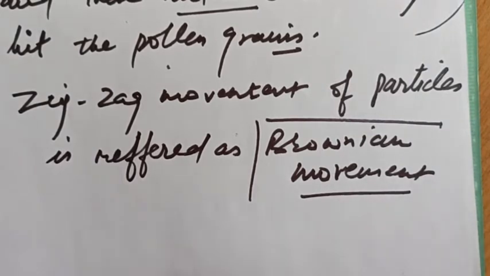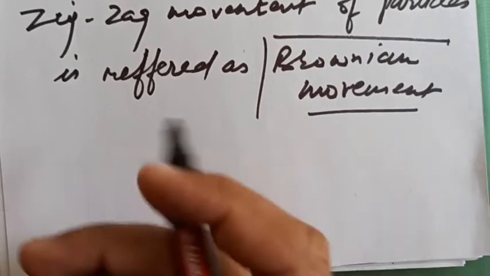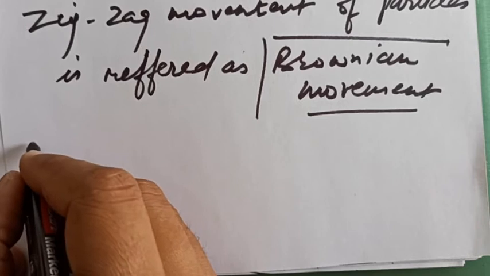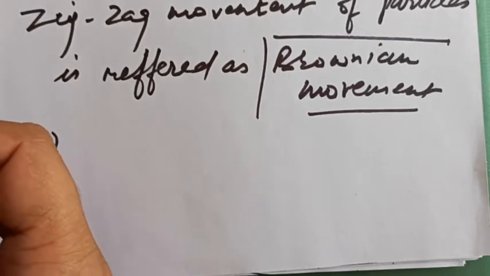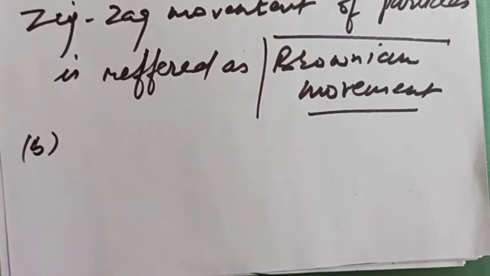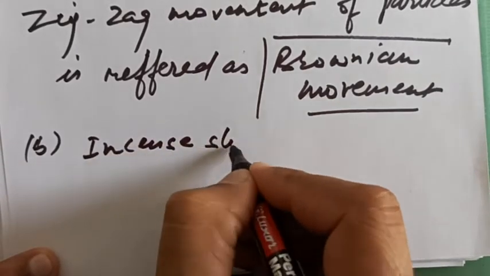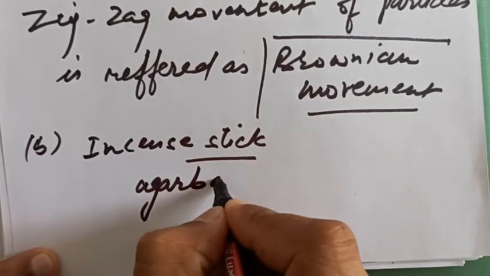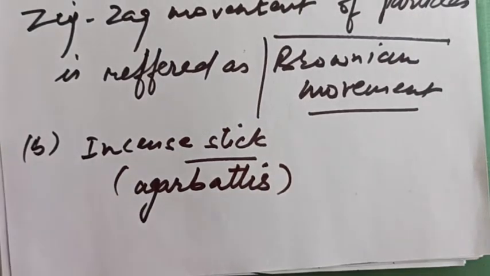Understood? Okay. Now, the first example is this, that we can cast in the characteristic that the particles are constantly moving. The second example is very easy, that you can give to explain that particles are constantly moving. Suppose we have an incense stick. Incense stick means agarbattis. Suppose we have an incense stick, that is agarbattis.